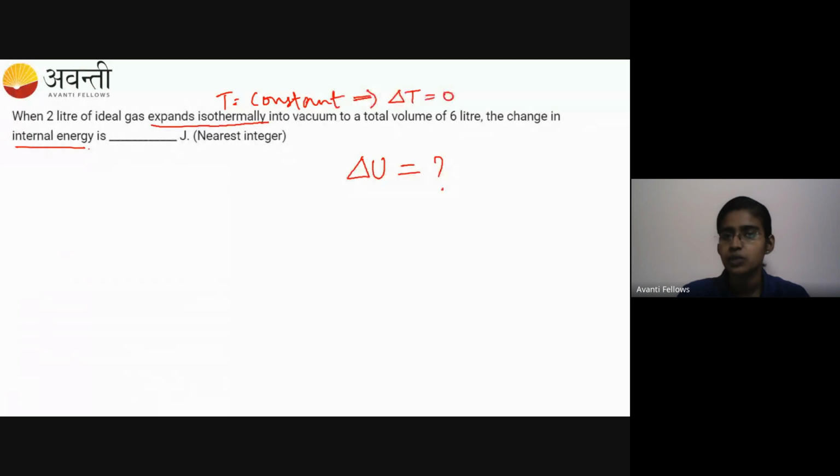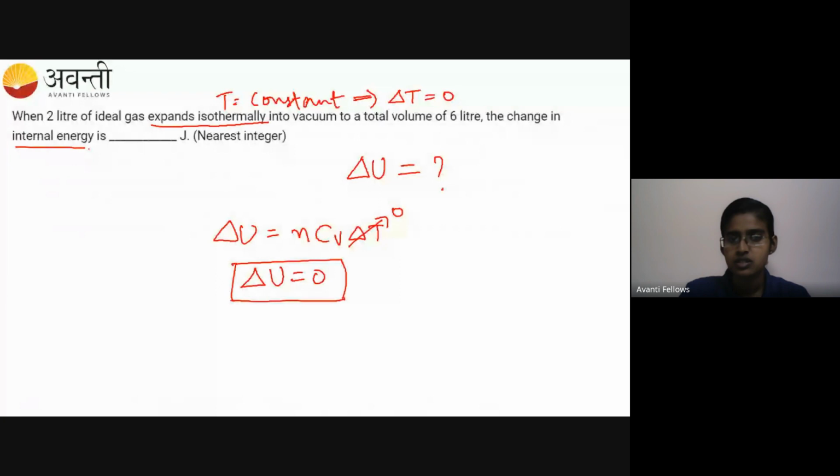So what we can do? Delta U is equal to n C V delta T. So delta T is 0, so delta U is also equal to 0. What is the answer? It is 0 joule. That is the nearest integer also. Shall we move on to the next question? Very easy, right?